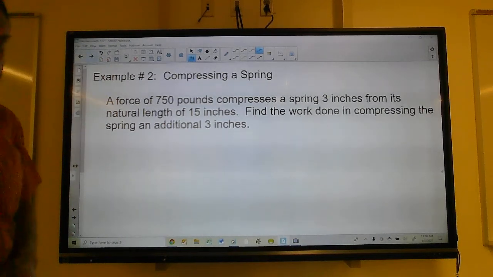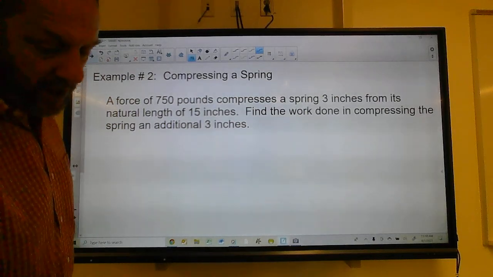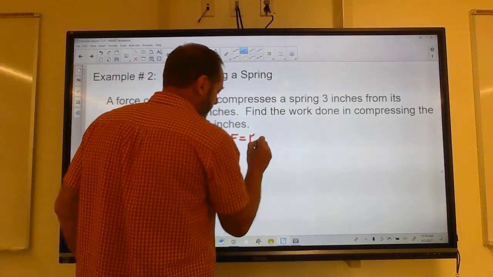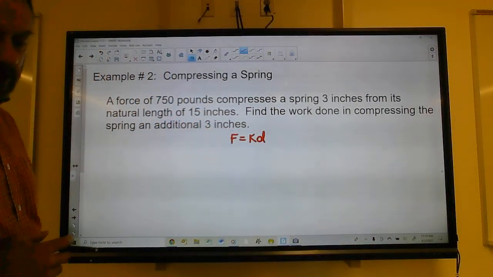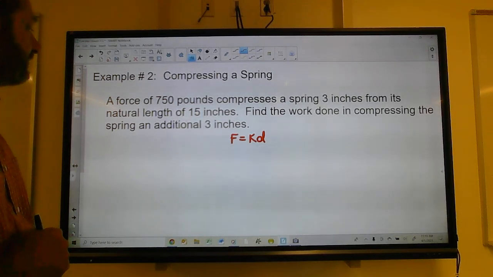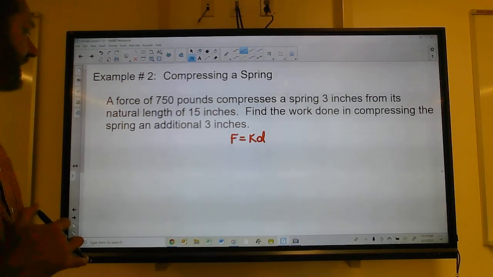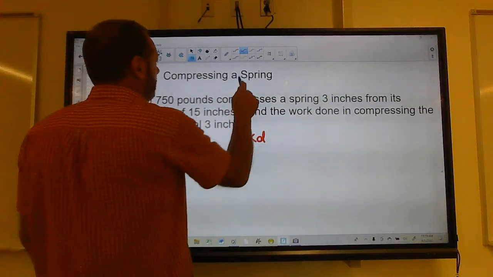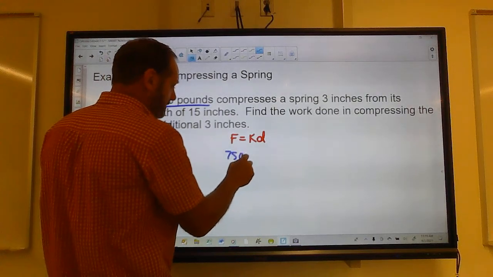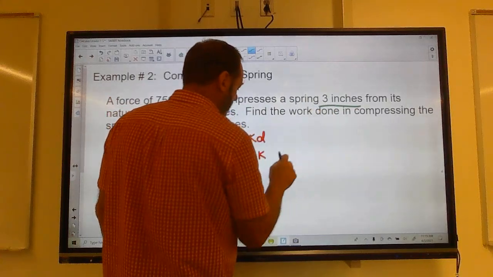So let's look at this example here, compressing a spring. Okay, so we're going to use Hooke's law. And we know that F equals KD. So we have to figure out what K is here. A force of 750 pounds compresses a spring 3 inches from its natural length of 15 inches. So here's what we know. We know that it takes a force of 750 pounds to compress it 3 inches.